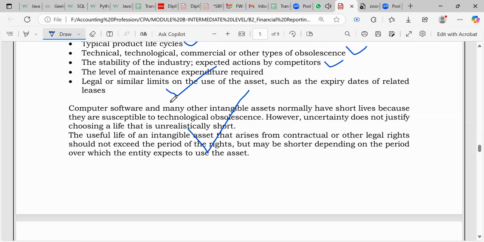For example, they're telling you about computer software and many other intangible assets normally have a short life. Why? Maybe because they are susceptible to technological obsolescence. They are giving examples on these now, right? They are based on technology and technological factors. For example, computer software is obvious, right? In the field of ICT development, the changes, we have different programming languages, we have different revolutions. You may have a software today which is fine, but in the near future, it may be totally obsolete.